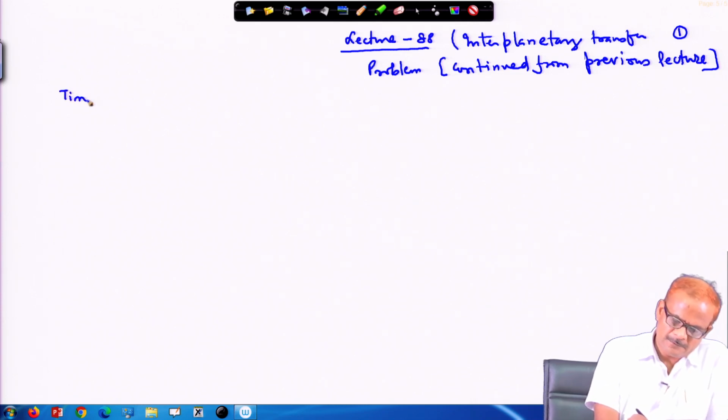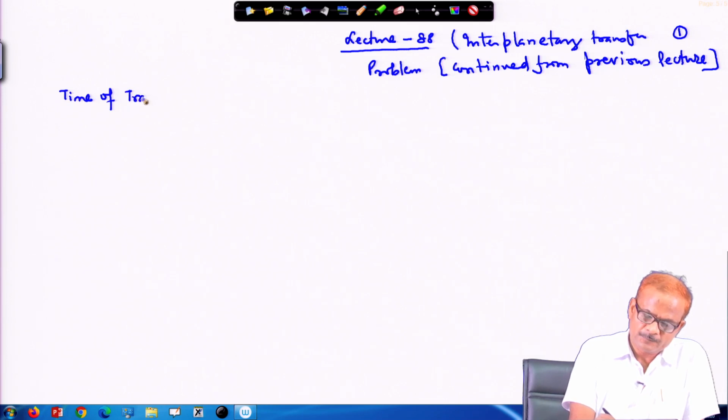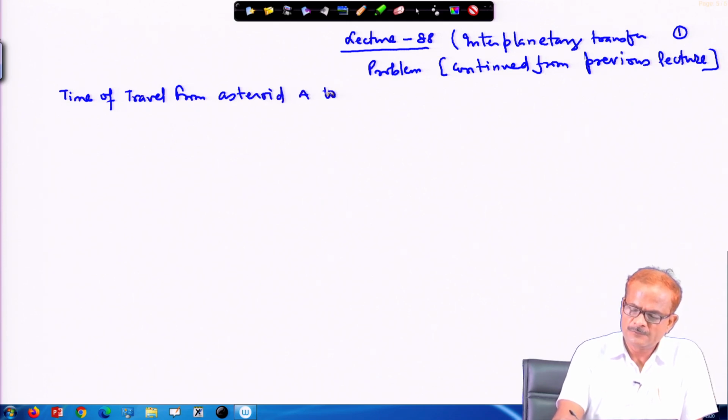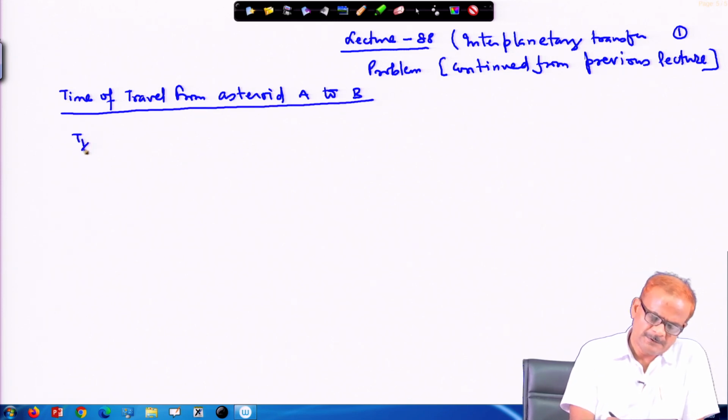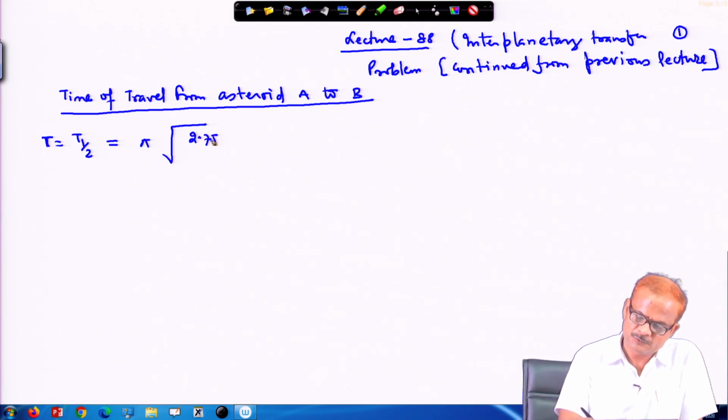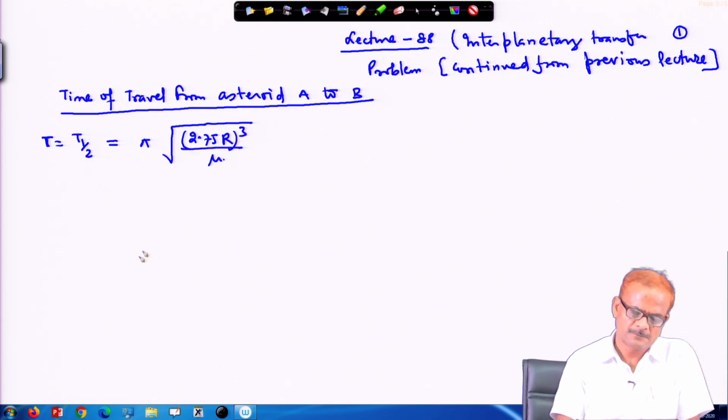So, time of travel from asteroid A to B. So, how much time the spaceship will take? So, this is simply the half time. Okay. T we have written as this as T, which is pi times the mean radius 2.7, the semi major axis 2.75 r whole cube divided by mu.